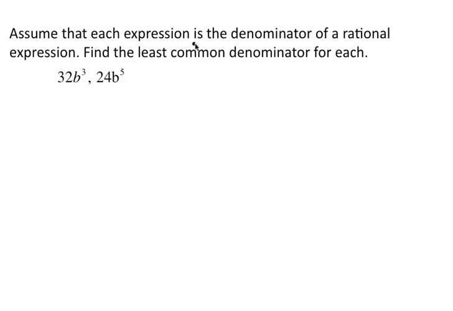So assume that each expression is the denominator of a rational expression. Find the least common denominator for each. So when we're looking for the least common denominator, what we need to do is do the prime factorization for all of them, and then of each group we're going to take the biggest one. So that will ensure that all of them can fit into that group. So this is what I mean.